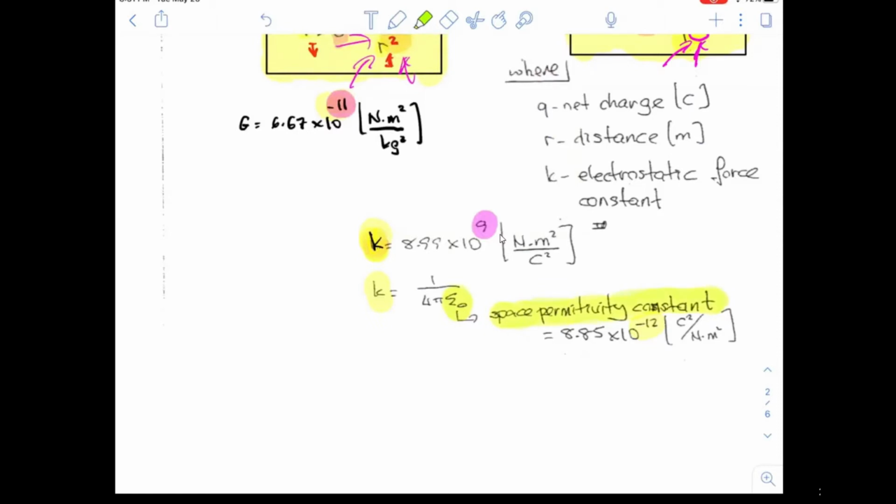The distinction is going to become important later on. It's known as the space permittivity constant. So number one, it's related to space, a constant related to space. So what does permittivity mean? We have to focus on the meaning of it. What do you think permittivity represents?